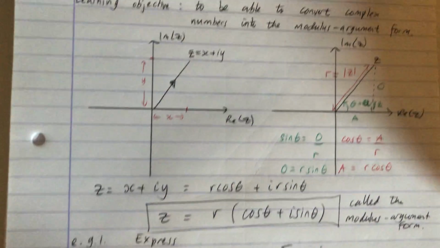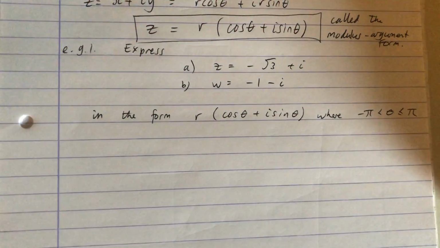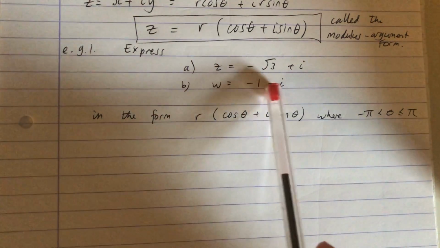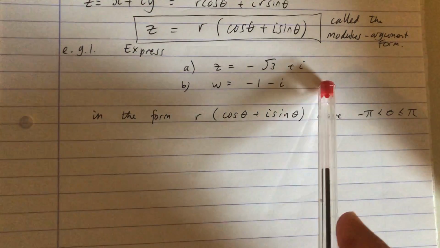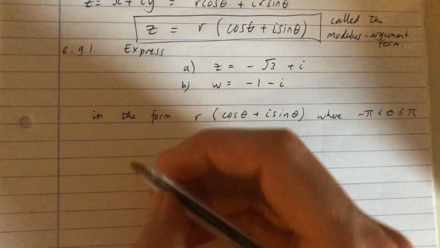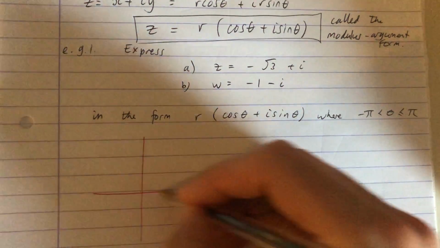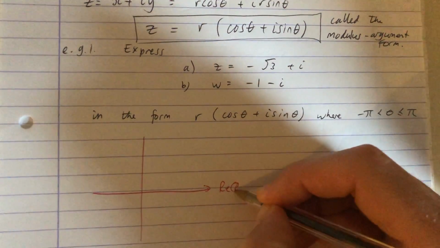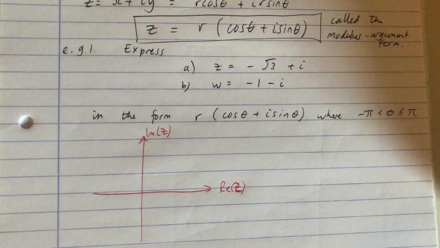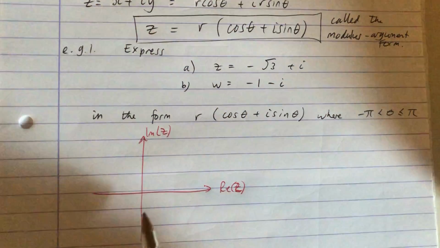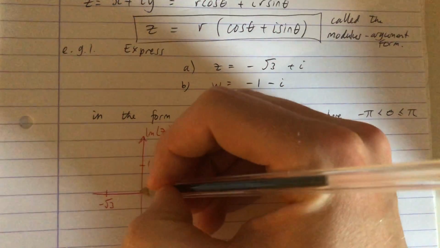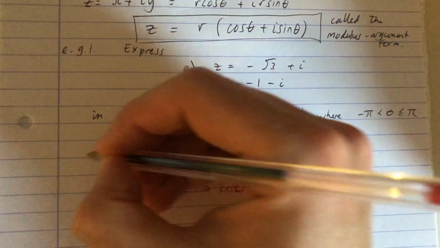Let's see how you actually come up with it though, again with an example. So let's take the complex number z, which is equal to negative root 3 plus i, and we're going to try and write it in this form, which is called the modulus argument form. So let's draw a very quick Argand diagram, real, imaginary. Which quadrant would this complex number be in? Minus root 3, 1. So let's just say that is there, so it's in the second quadrant.